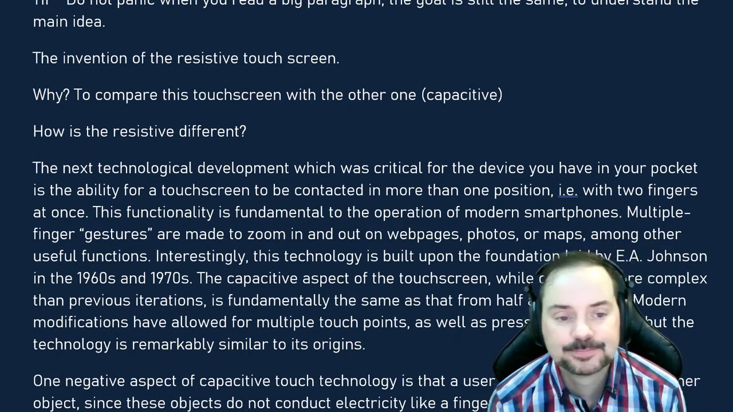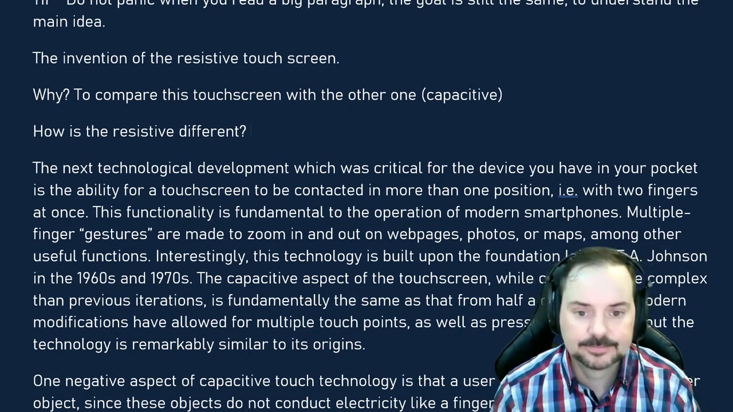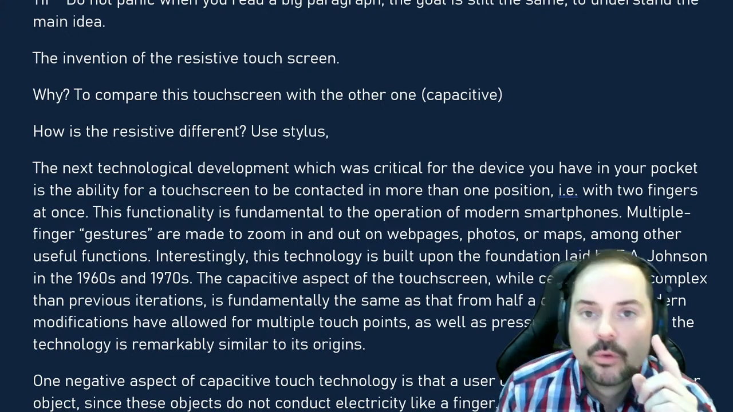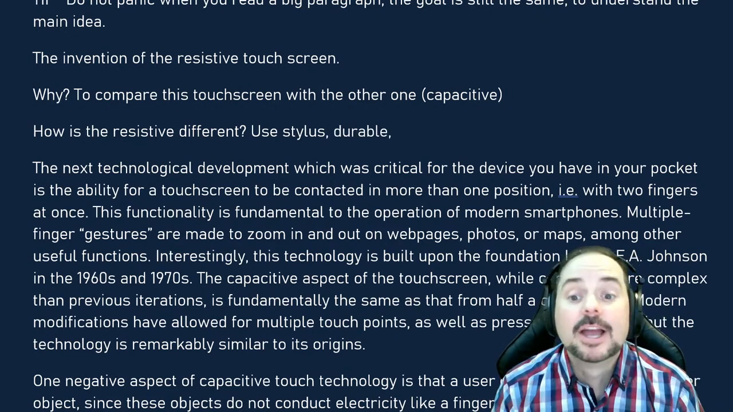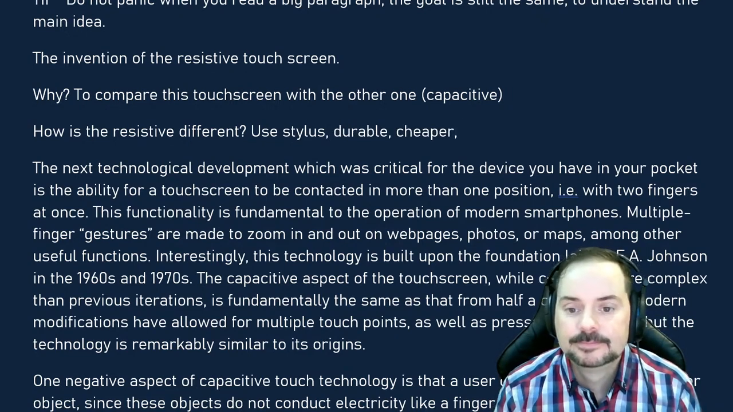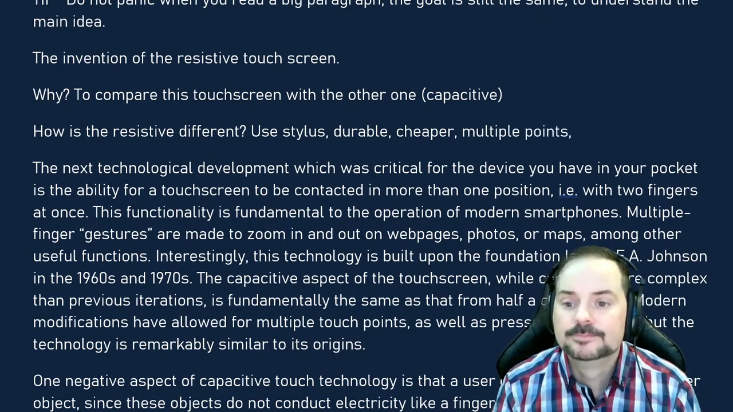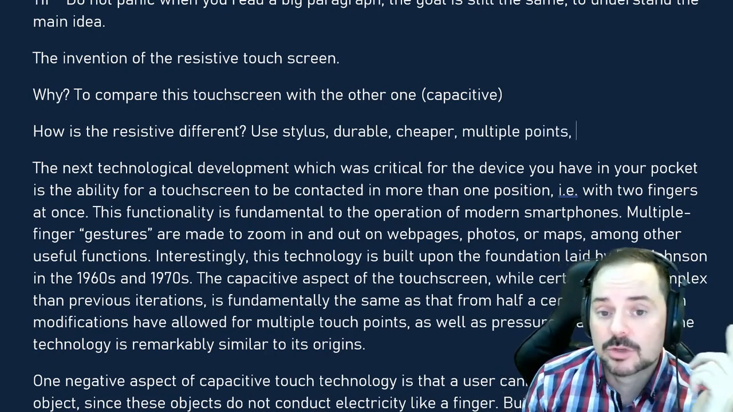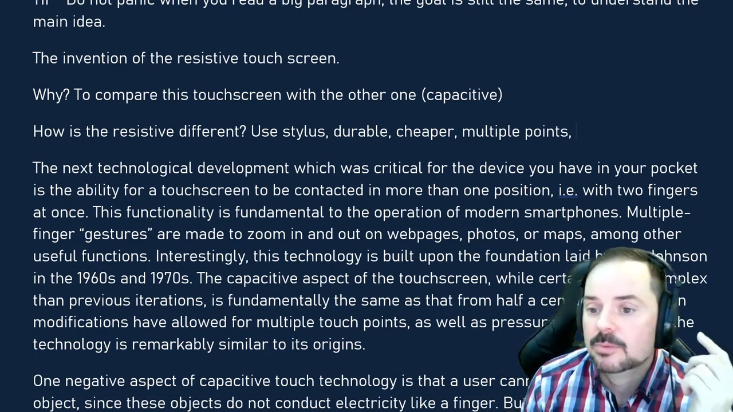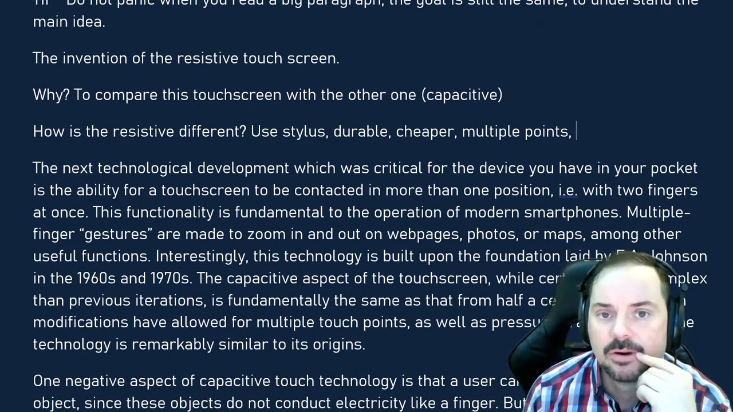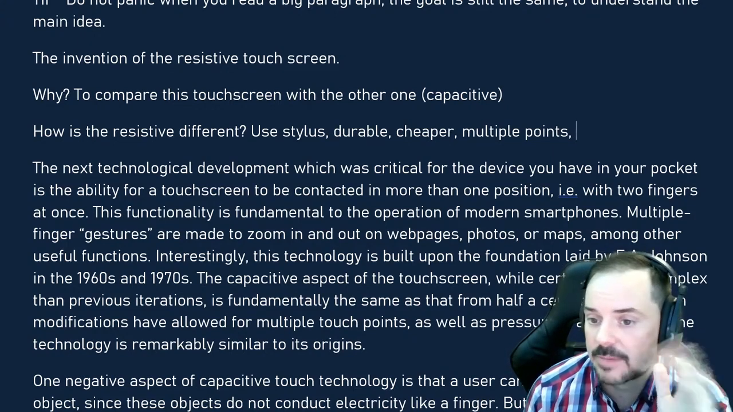What are the differences? With the resistive touchscreen we can use the stylus. And the resistive touchscreen is durable. And cheaper. And we can have multiple touches. Multiple points, yeah. Okay, so we can use a stylus, it's durable, it's cheaper, and we've got multiple points. All right, do you remember why we can use a stylus? No, I don't. Okay, doesn't matter. Just seeing if you picked that up.